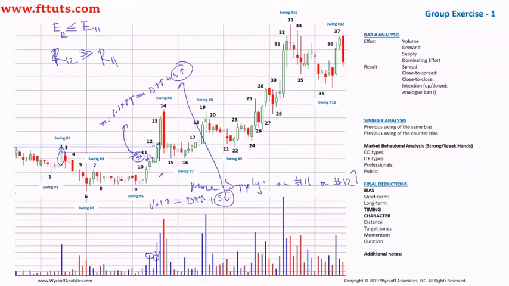Yes, it does. So I would say, do you guys see how bar by bar we are defining the character of the probable next move short term, but within the context of the structure, we could also understand the context of the swing.